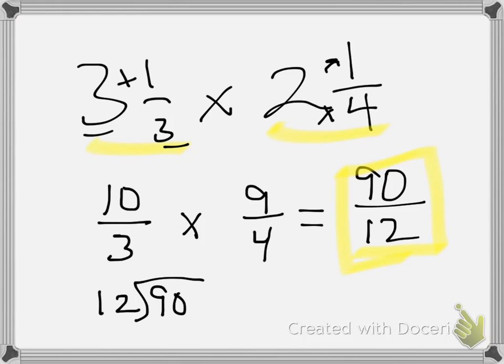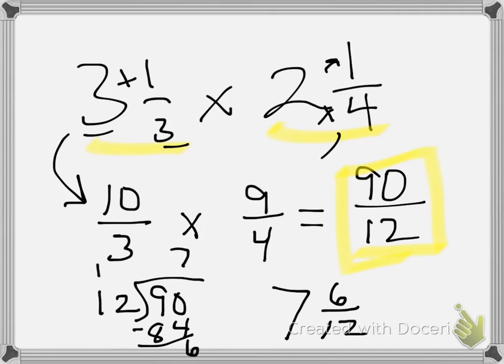8 times 12 is 96, so that's not going to work. Let's try 7. That's 84 right there. Put a 1 right there. 7 times 1 is 7 plus 1 is 8, 84. I think we're going to find our number with 6 left over. So I have 7 wholes and 6 twelfths left. So I can do the strategy of making improper fractions and then multiplying through.